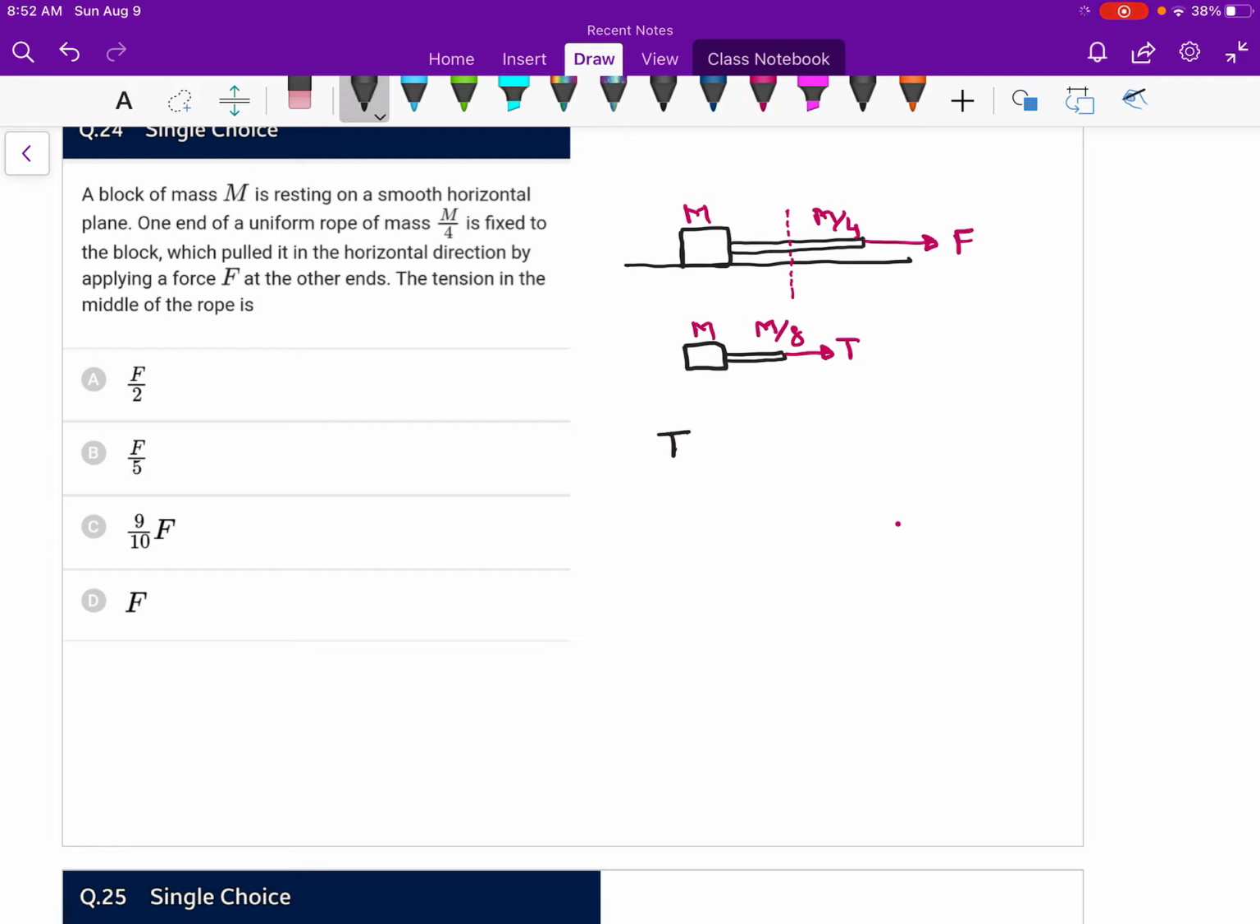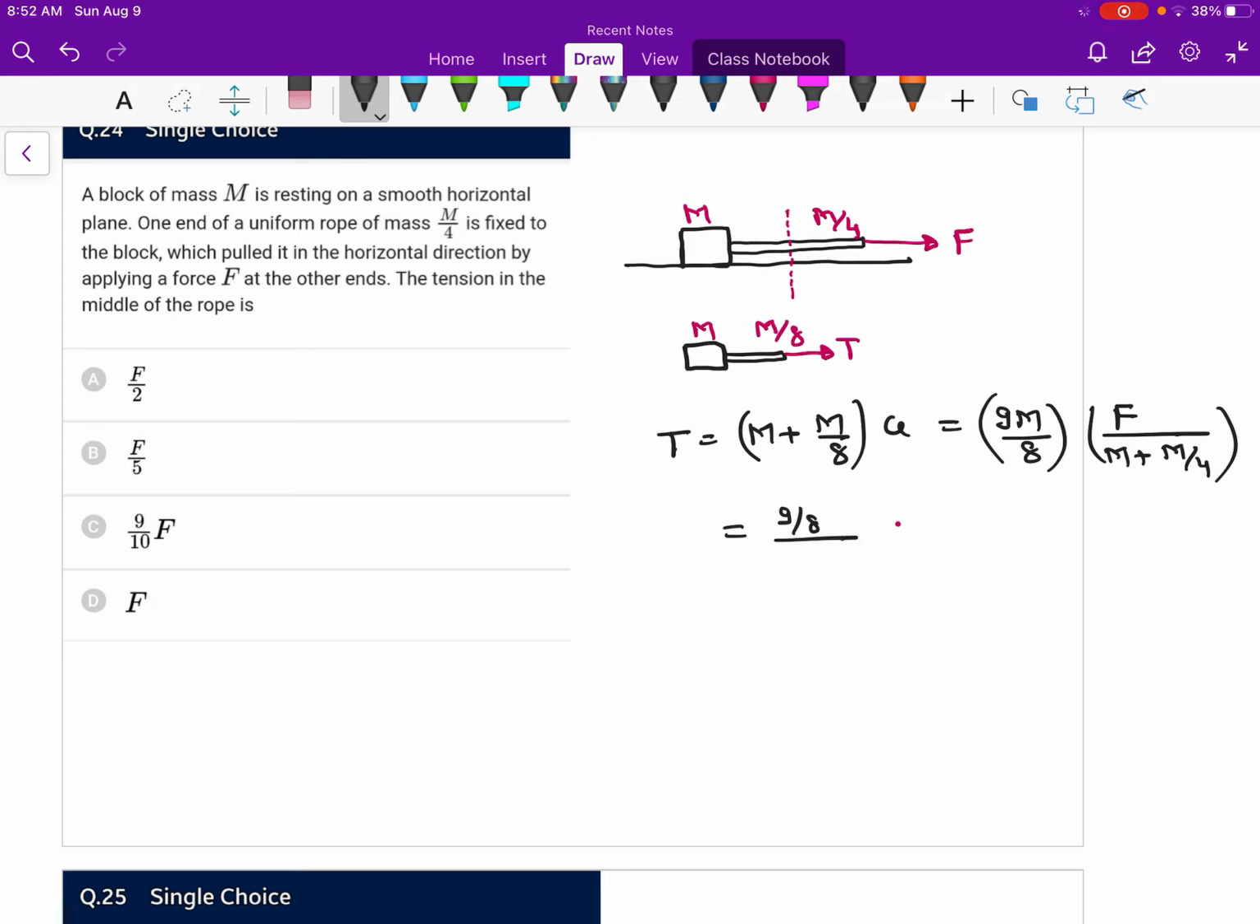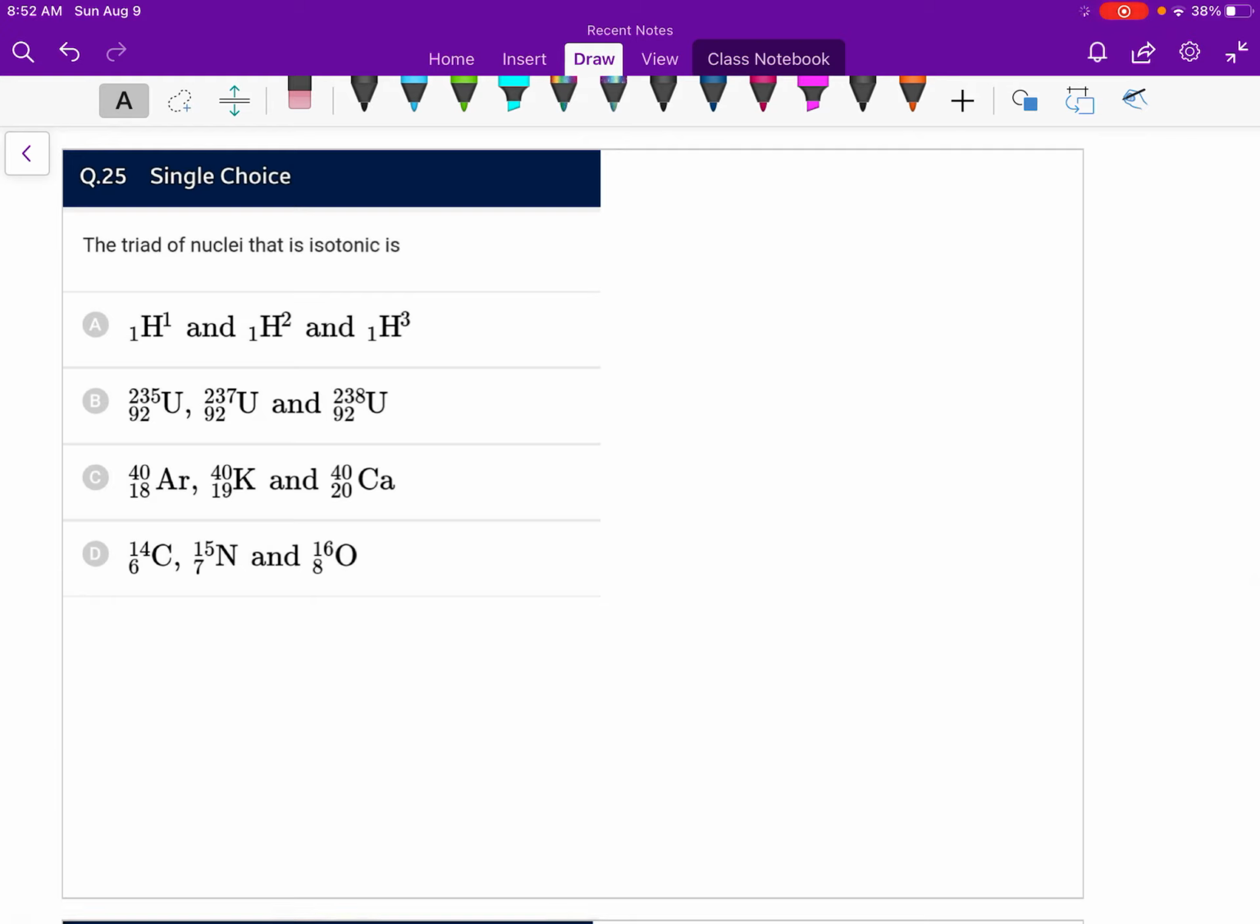All right, so tension is equal to (m plus m by 8) into acceleration, and by applying the equation on the complete mass 9m by 8, acceleration is F upon (m plus m by 4). So this is (9 by 8) upon (5 by 4) into F, which is 9F by 10. So C is the correct option.